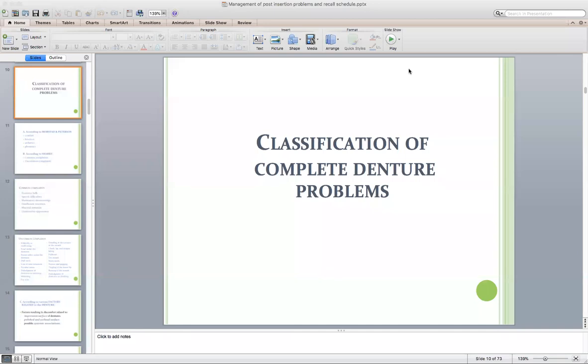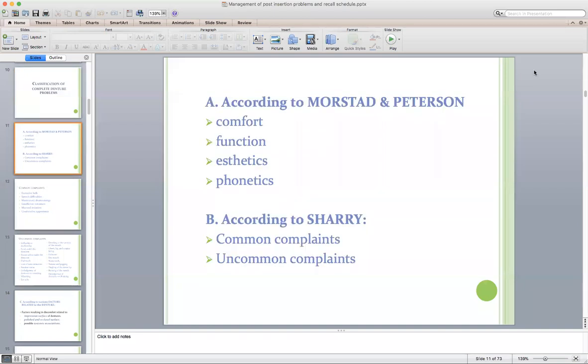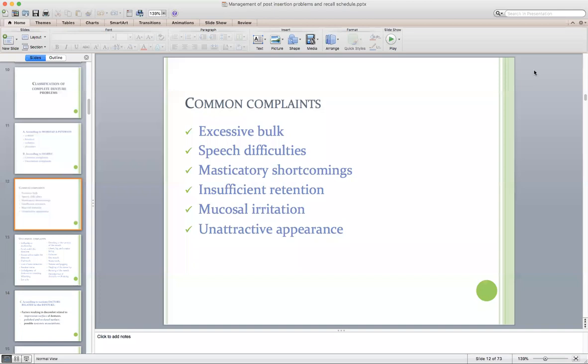So the post-insertion complaints have been classified. According to Sherry, they are classified as common complaints and uncommon complaints. The common complaints after denture insertion are excessive bulk of the denture, speech difficulties, masticatory shortcomings, insufficient retention, mucosal irritation, and unattractive appearance. These are the common complaints.